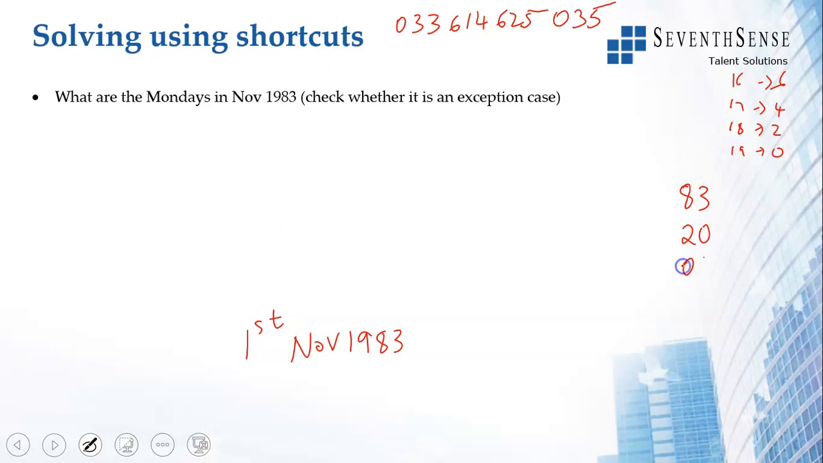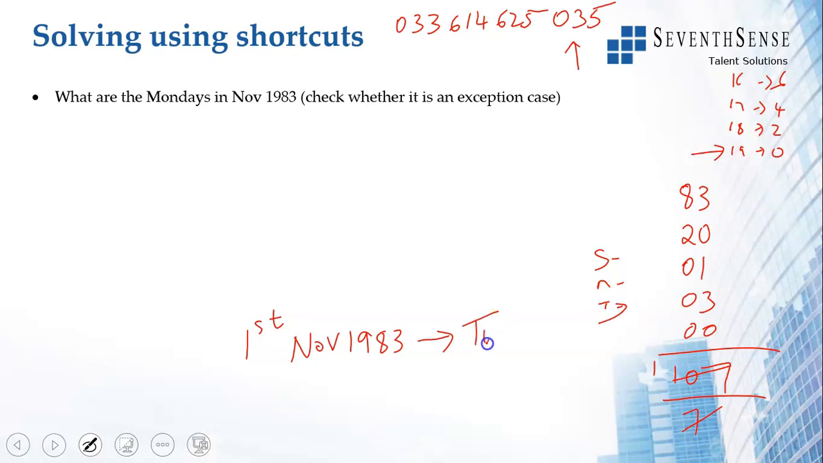Then you take the date 1. Then you add the month code. November's month code is 3, and 1983 the year code is 0. So you have 83 plus 20 plus 1 plus 3 plus 0, that is 107. 107 divided by 7 is 15 with the remainder of 2. 2 remainder is an odd day. So you know Sunday is 0, Monday is 1, Tuesday is 2. So 1st November is a Tuesday.